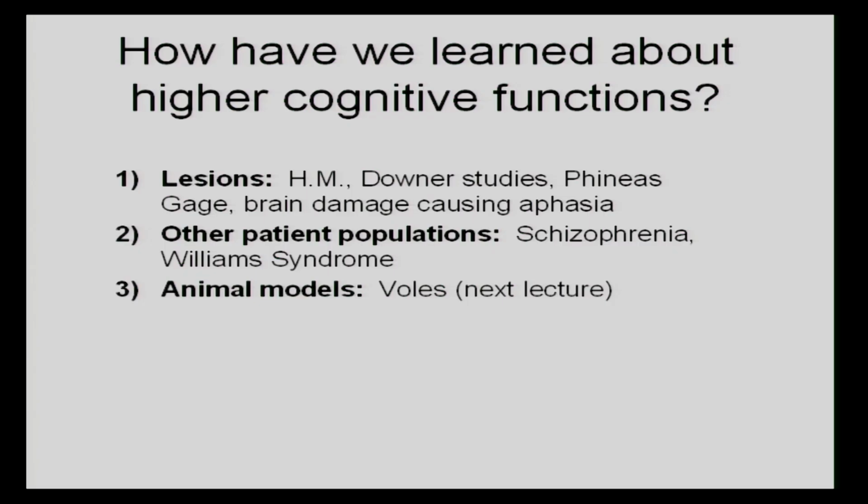We also have learned from other patient populations, schizophrenia, and the higher cognitive functions that are affected in schizophrenia, and how that might happen and work in the normal brain. Williams syndrome as an exuberance of language and musical ability. We also will learn next time from animal model systems. This is the same idea as we talked about in the bat. Bats are great at auditory processing, and we study the particularly well-developed auditory system of the bat to understand the principles of how the brain can process auditory information.